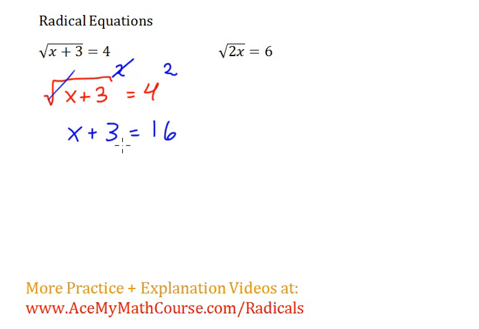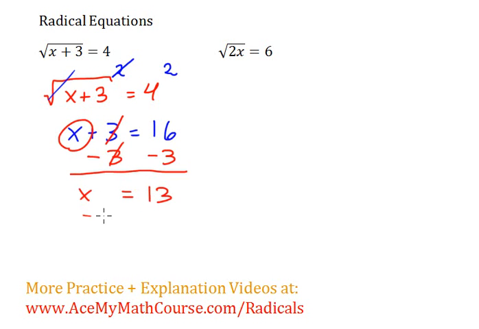Great. Now, what can we do? Well, I can subtract a 3 from both sides of the equation, because of course I want to isolate x. 3 minus 3 is 0, so we get x equals 16 minus 3, 13. That's it. Now, with radical equations, we always need to check for extraneous solutions, which are basically answers that just don't work.